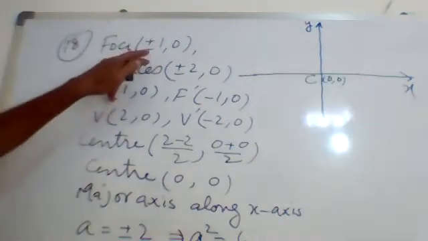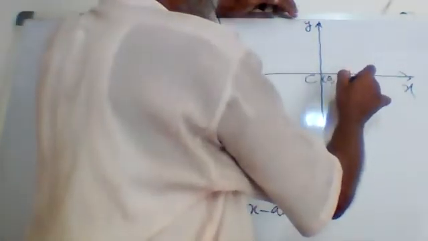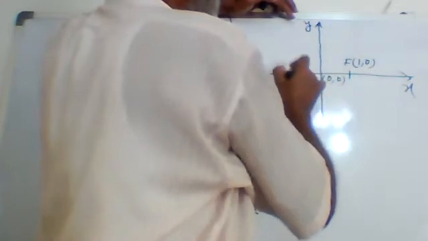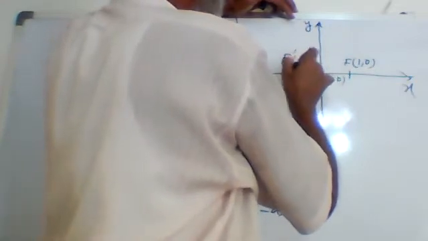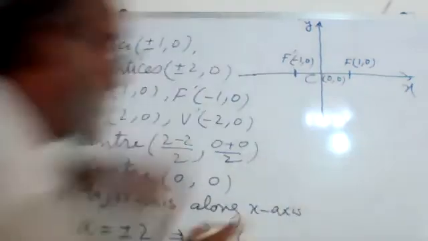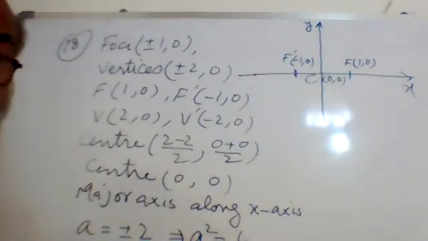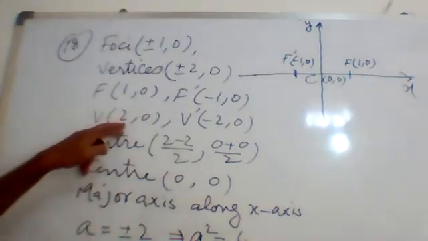Then foci plus minus 1 comma 0. So here will be plus minus 1 comma 0. One focus will be there, 1 comma 0. The other will be over there, at the same distance from the center, F dash minus 1 comma 0. Then the vertices 2 comma 0 and minus 2 comma 0. One vertex will be over there, 2 comma 0. One vertex will be over there, B dash minus 2 comma 0.